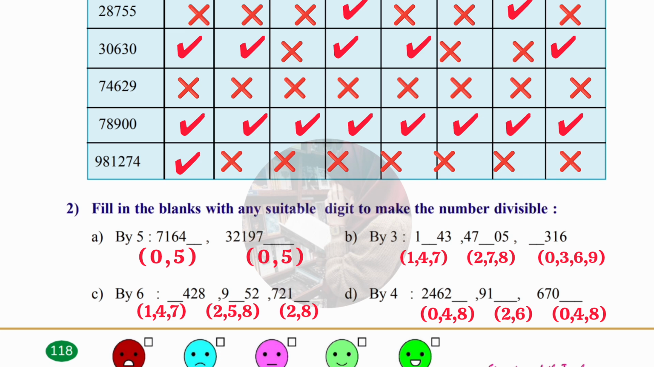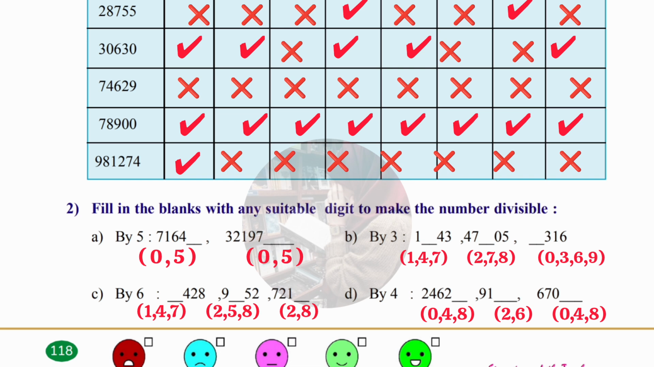Next, the third number is blank 316. That blank should be filled with 0, 3, 6 or 9. You can pick any one number and put it in the blank, and then that number is divisible by 3. Are you getting my point, guys?